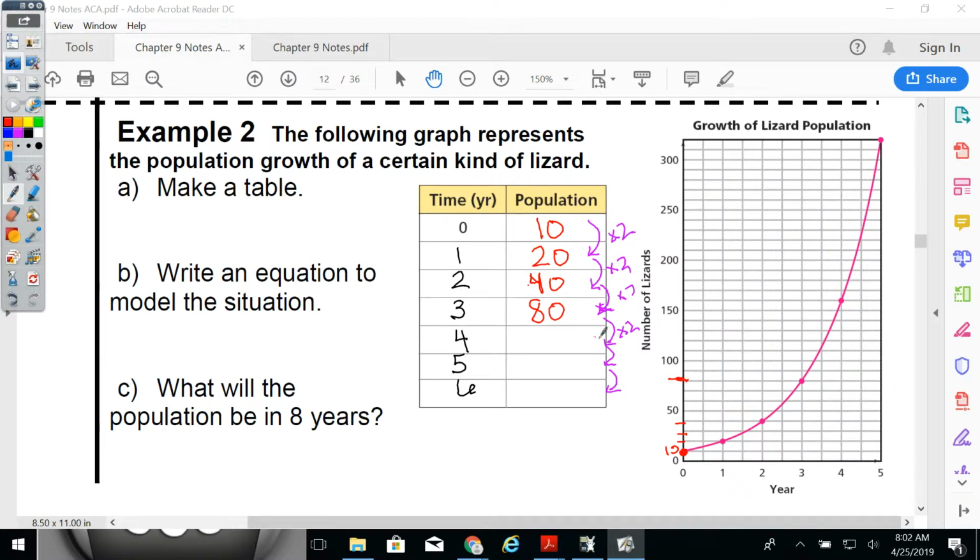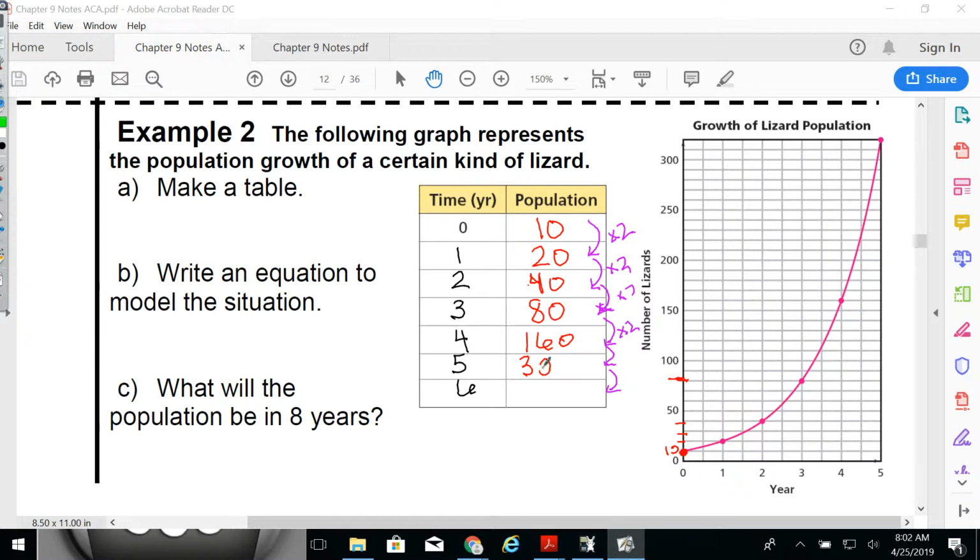All right, so right here, 80 times 2 would be 160. 160 times 2 is 320. And 320 times 2 is 640. So checking that, it doesn't go to 6, but it goes to 5. So 5 is at the very top. If that's 300, this would be 310, and 320 would be here.